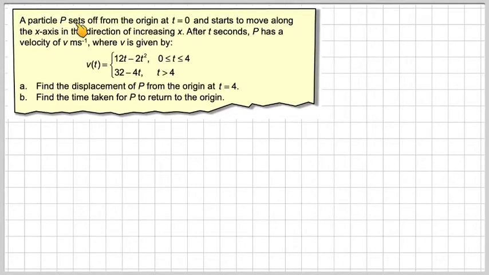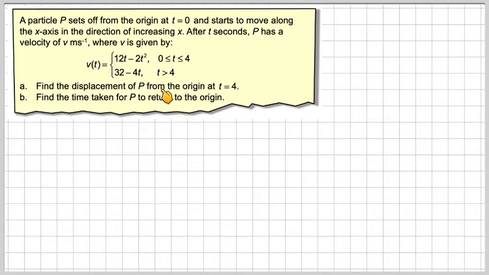A particle P sets off from the origin at t equals 0 and starts to move along the x-axis in the direction of increasing x. After t seconds, P has a velocity v, where v is given by the piecewise function. V at t is 12t minus 2t squared, for t between 0 and 4, and 32 minus 4t for t greater than 4.